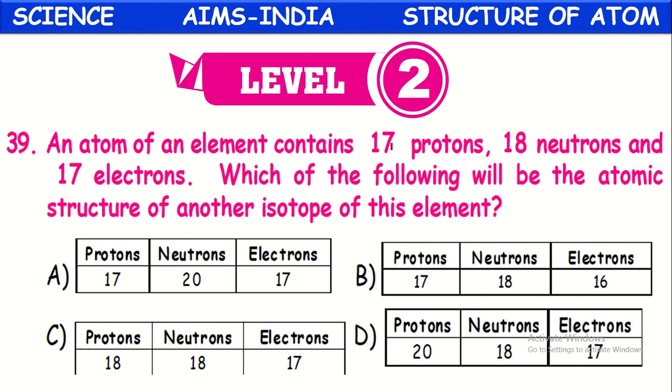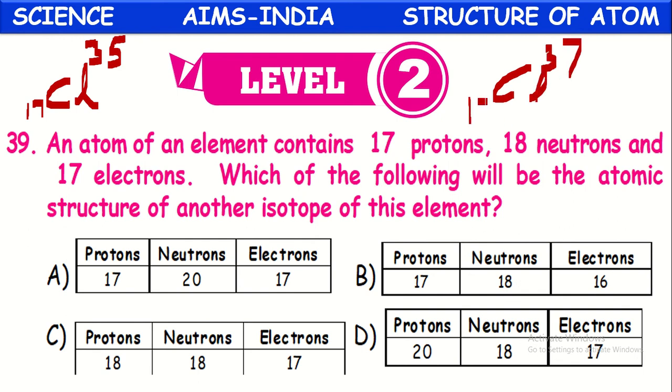So, as the atomic number is mentioned 17, it is the element chlorine. The number of protons is 17, neutrons is 18. The sum of these two is 35. So it is chlorine 35, the chlorine element with atomic mass number 35. Its another isotope is chlorine with mass number 37.